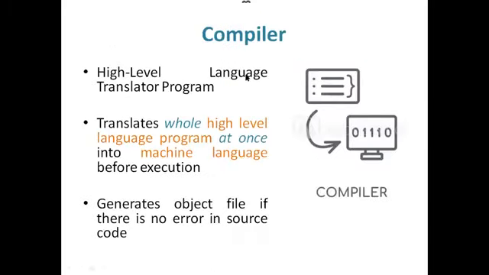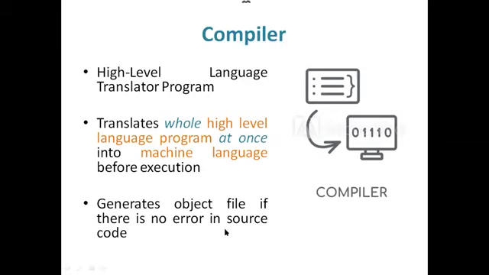The second is the compiler. The compiler is used for the high-level language translation. And how does the compiler work? It translates the whole high-level language program at once into the machine language before execution. It means that the complete program which you have written will be translated into the machine language and then it will be executed. So the compiler generates the object file, or we can say it generates the object code or the machine code, if there is no error in the source code.